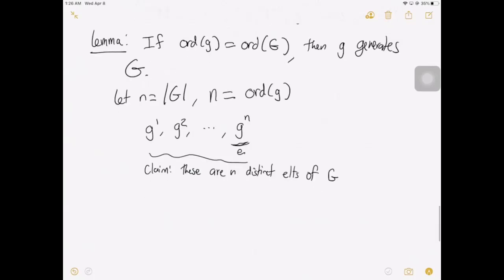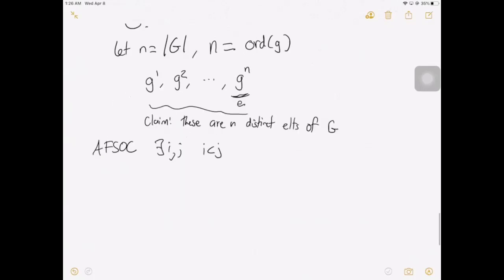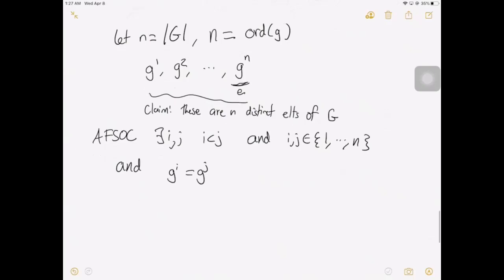So now assume for sake of contradiction that there exist some i and j that are not equal, and without loss of generality, we'll say that i is the smaller one. Assume that i is less than or equal to j, where i and j are in 1 to n, and it's true that g to the i is equal to g to the j. So basically I'm assuming for sake of contradiction that two of these elements from g to the 1 all the way to g to the n are not distinct, they're equal. Then what would this mean?